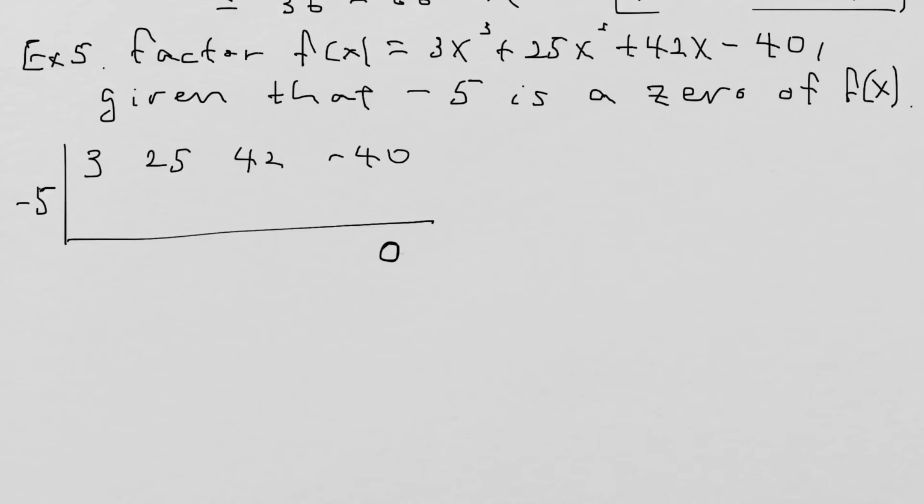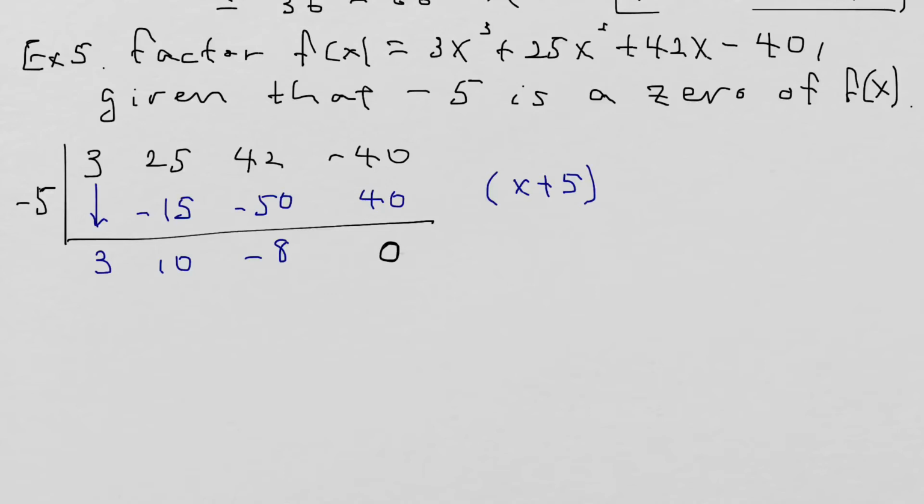So you're going to write 3 down. Negative 5 times 3 is negative 15. Added into 25 is 10. Times negative 5 is negative 50. Added into 42, you get negative 8. Negative 8 times negative 5 is 40. Yep, you get 0. It means x plus 5 is one of your factors.